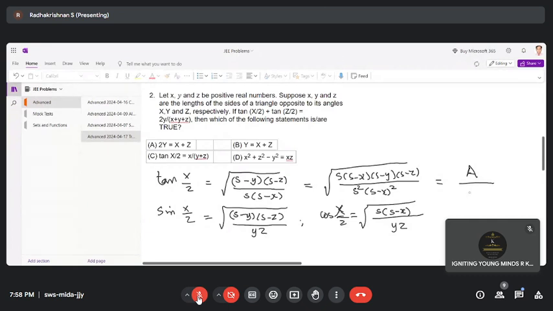Okay, so square root of s square into s minus x square is s into s minus x. So this formula can be rewritten in this form. So tan x by 2 equal to a divided by s into s minus x. Similarly, you can write tan z by 2. Okay, and use that equation. With that, we can solve this problem.